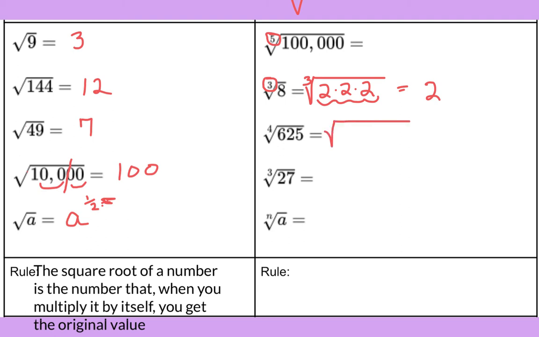625, well, let's see. Here's what I know about 625. It happens to be 5 four times. There's a perfect group of 4 5s, so the fourth root of 625 would be 5. We don't need to memorize many of these. I just want you to know that symbol. Cube root of 27, well, let's see. 3 times 3 times 3 is 27. The cube root of 27 would be 3.